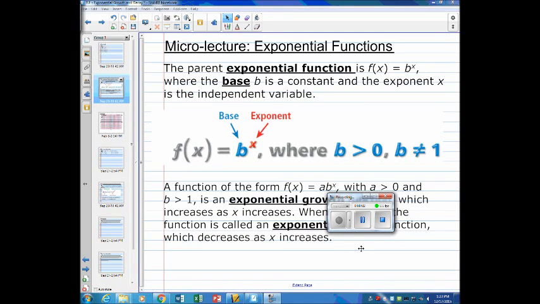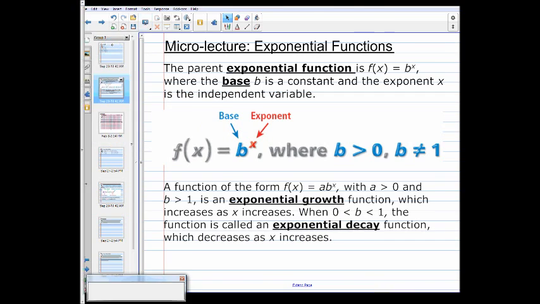All right, so we're going to get started with a new unit, Chapter 7, which is about exponential functions. Now, in this class we've talked about linear functions, we've talked about quadratic functions, but this is the first time that we're going to be talking about something where the exponent is actually where the variable occurs.